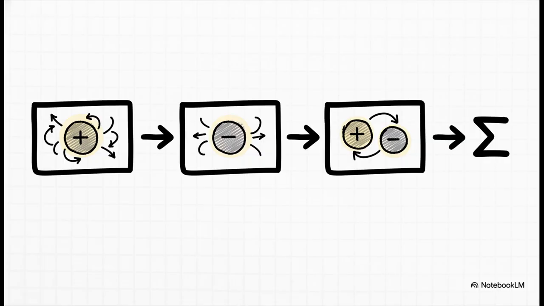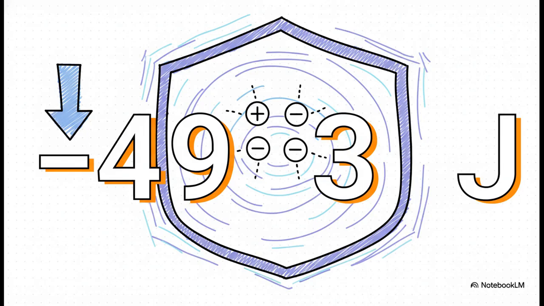So, just like our formula told us to do, the plan is to calculate those 3 energy terms one by one. First, the energy of charge 1 in the external field. Then, the energy of charge 2. And finally, the energy from their own interaction. After that, we just add those 3 numbers up to get the grand total. And after all that number crunching, we get a total potential energy of negative 49.3 joules.